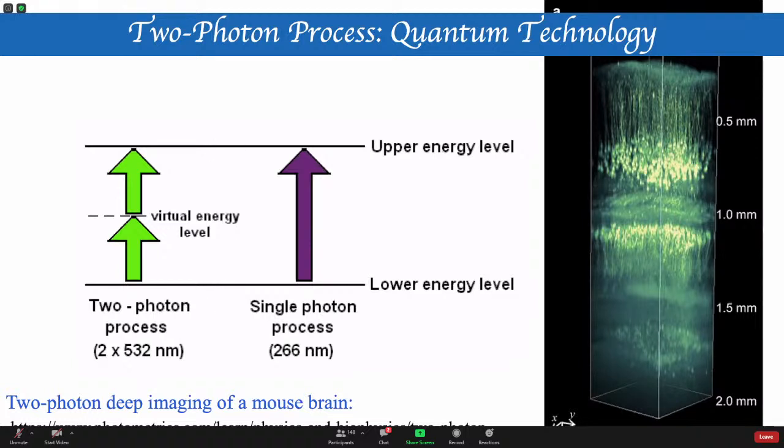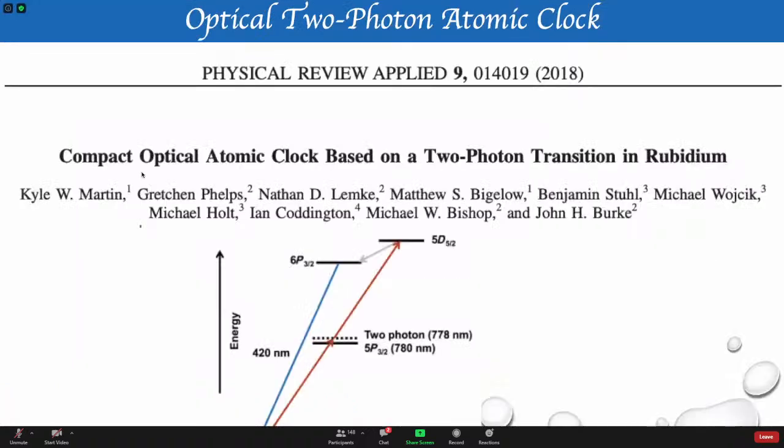We didn't have a laser to excite that at that wavelength, or at that high energy region. We had to use the two-photon, two optical photons or two optical lasers, to excite that. And there has been a recent use of this technique in the atomic clock, since two-photon gives better accuracy.